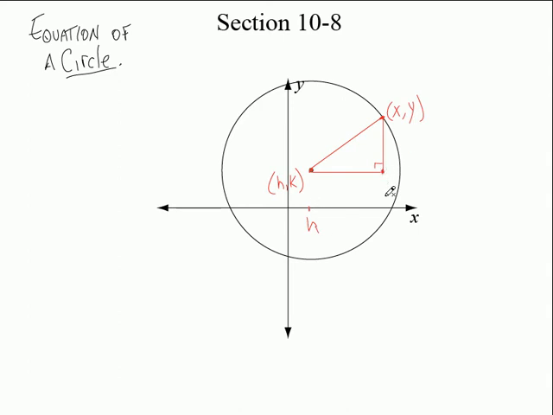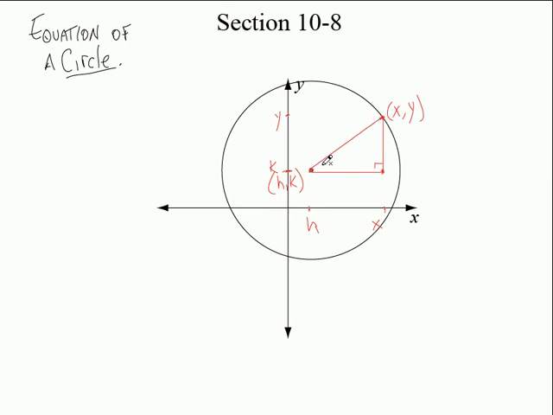What about this point right underneath of that? What would that be? That would be x, okay? What about this point on the y-axis? What would that be? That would be k, and what would this point across from here be? That would be y. Does that make sense? What we're doing is finding the length of this radius.